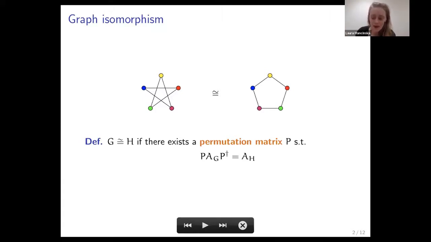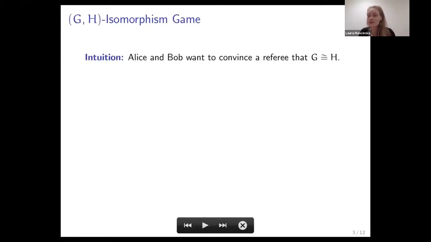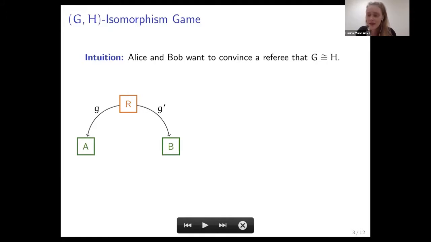But in order to get to quantum isomorphisms, we need to take a slightly different perspective via interactive proof systems, or I'm going to call them just non-local games. Here we can think that we have two provers, Alice and Bob, and they're trying to convince a verifier that two graphs, G and H, are isomorphic. How does this proof system work? The verifier is going to take two vertices of G. He's going to send one to Alice and another one to Bob. And then our provers will respond with two vertices of H, so some h and h prime.